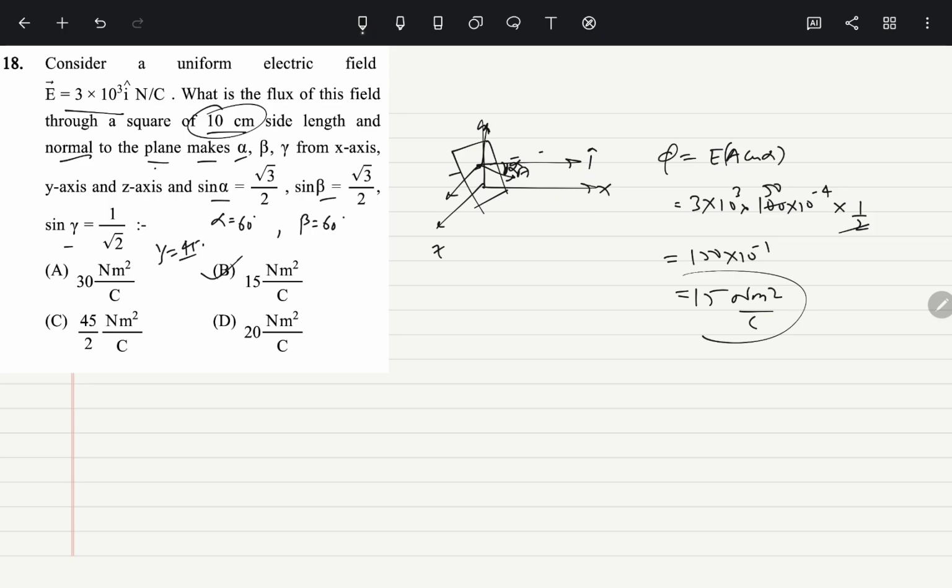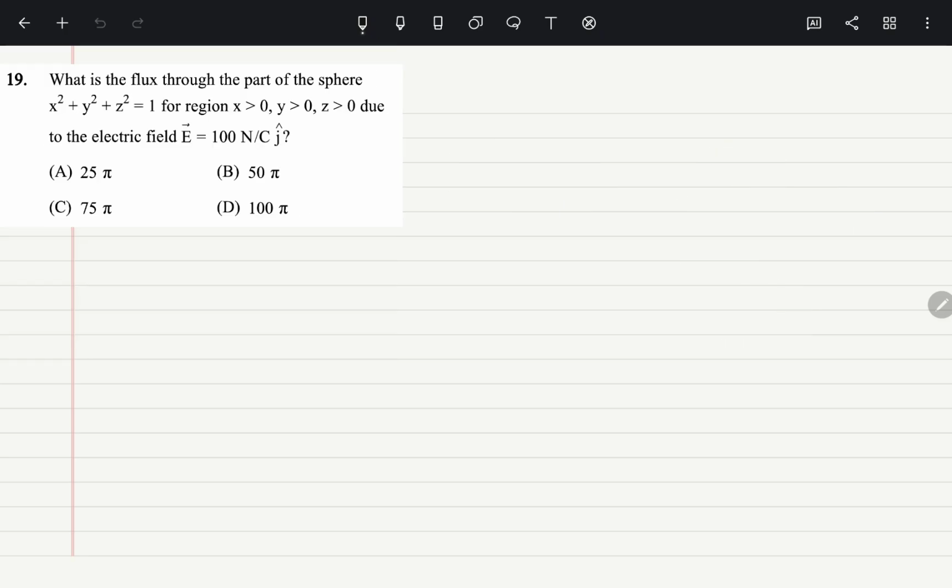Okay, let's move to the next question. Question number 19. What is the flux through the part of the sphere x square plus y square plus z square? This is a sphere equation, and we just need to find the flux passing through this first quadrant only. Now it is a 3D shape, so we just need to imagine.